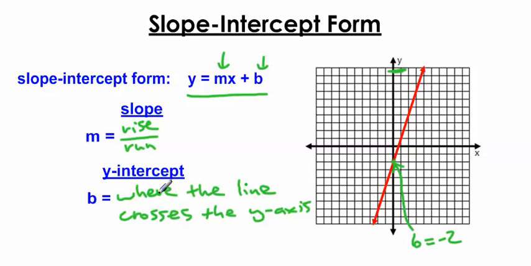And so if you have a hard time remembering what b is, I'm not quite sure the best way to remember that, but if you have a hard time remembering what y-intercept is, it's talking about the y-axis, and so we're only focusing on the y-axis.